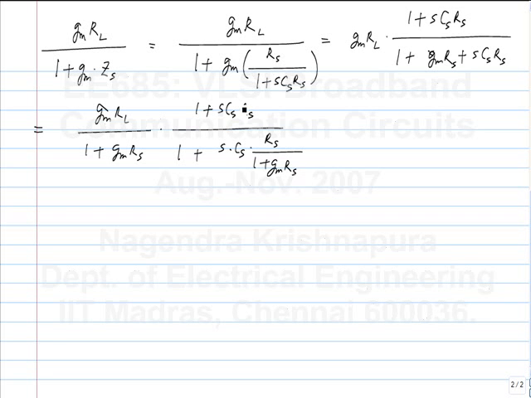So you can see the 0 is at 1 over CS RS, and the pole is not exactly at GM by CS. It has this modifying factor. But if GM is much more than 1 over RS, you will get the pole to be approximately at GM by CS. So this is also a way to get high frequency boost. So over a certain range of frequencies, you will get high frequency boost.